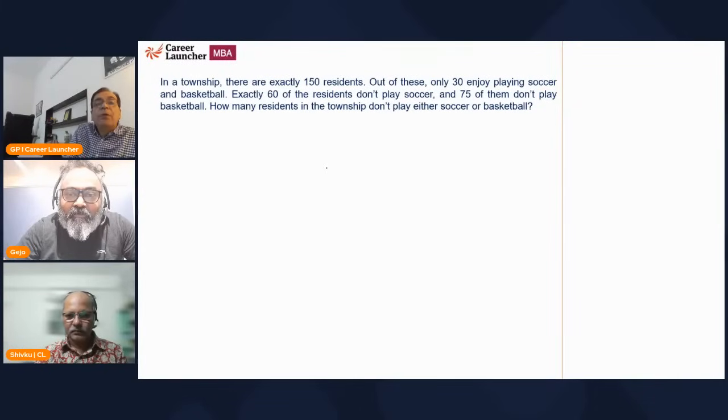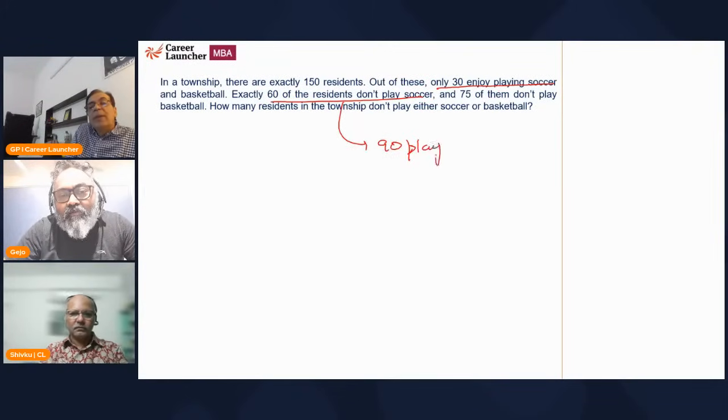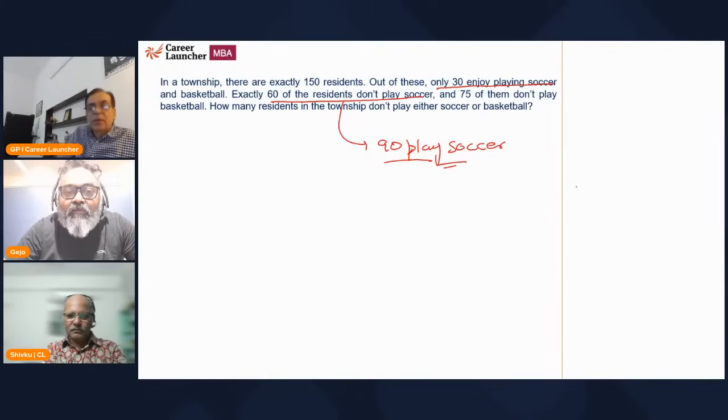Okay. I hope people are able to pick out: only 30 enjoy playing soccer and basketball. Exactly 60 don't play soccer. That means 90 play soccer. If you have been able to pick up this thing, then this is a sitter. Okay. This is a sitter. Okay.